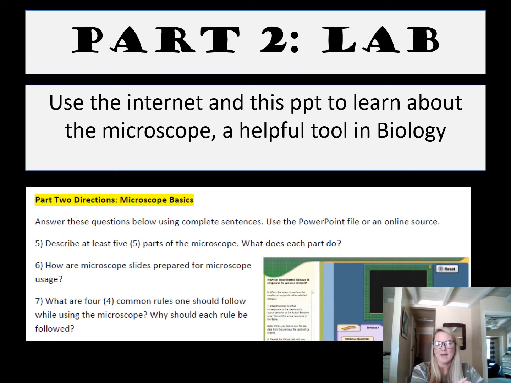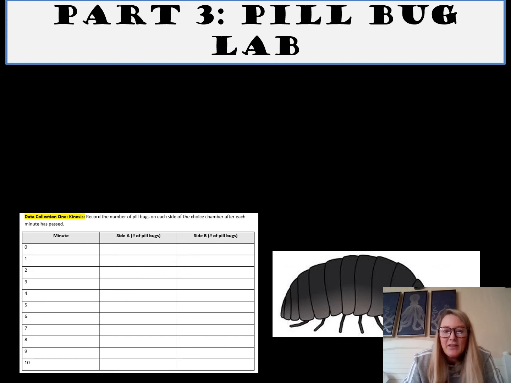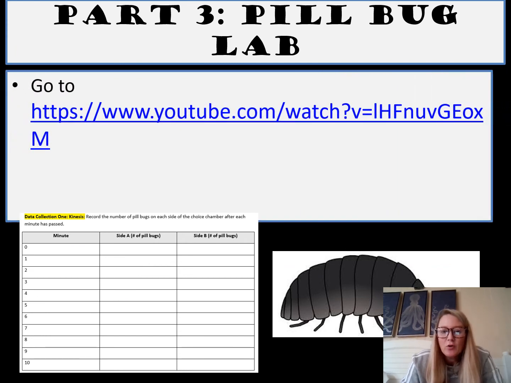Part 2 of the lab is take a look and see how these microscopes work. So reviewing the basic rules of microscope usage as well as learning the parts. So again, you simply use the internet and this PowerPoint to answer questions 5, 6, and 7. In the third part of the lab, you're going to go to this website here. The website is also listed on your lab paper.